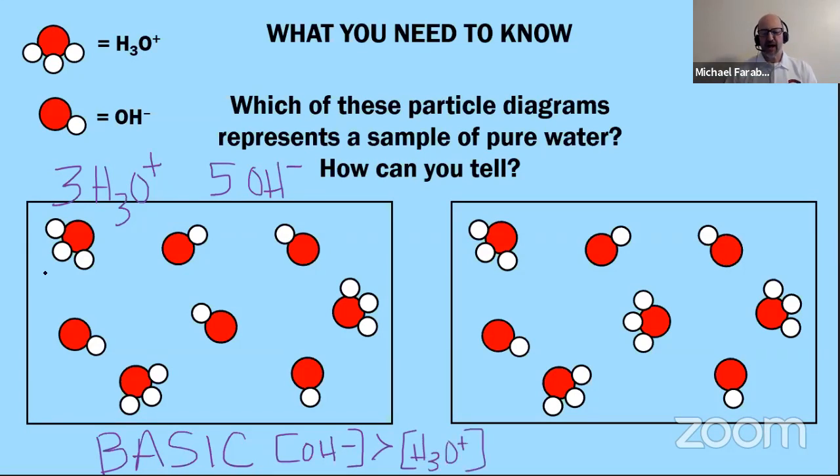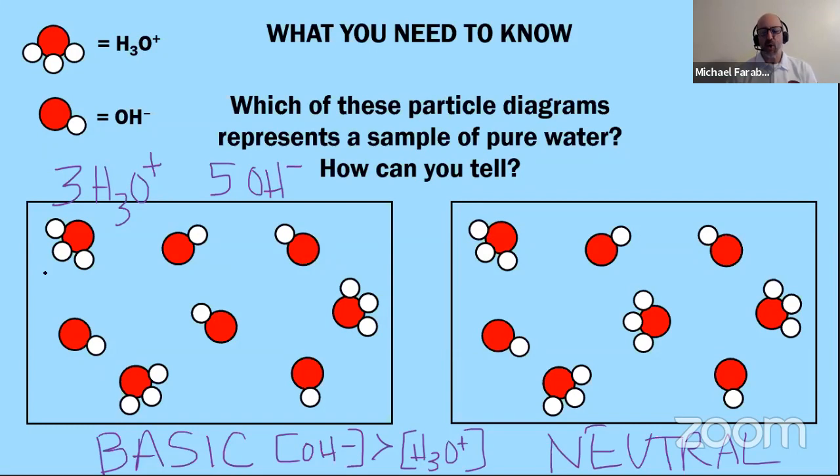But on the right, if you count, you can see we have exactly 4 hydronium and 4 hydroxide. So therefore, this is classified as neutral because the concentration of H3O+, or hydronium, is equal to the concentration of hydroxide. Now, if I were to ask, what is the pH of this particular solution? This is neutral, pure water. Many of you would say, well, it's a pH of 7. And the official answer is we don't know, because we don't know what the temperature is.